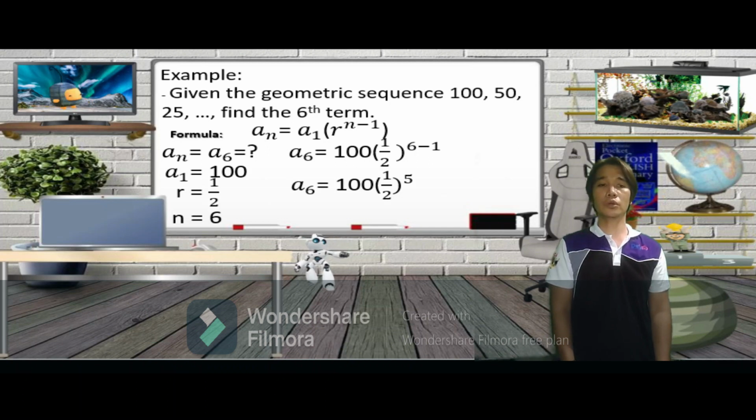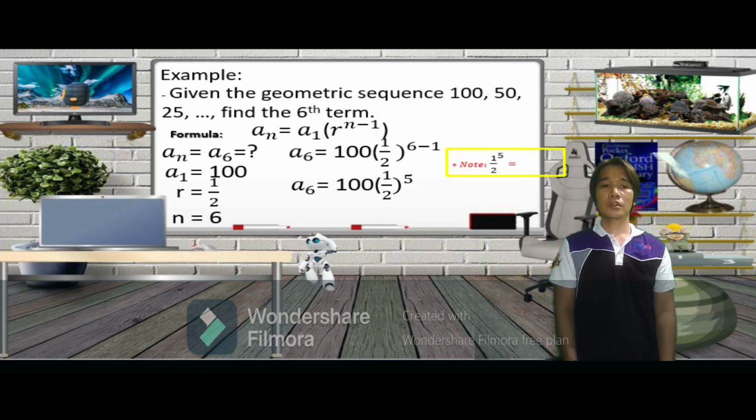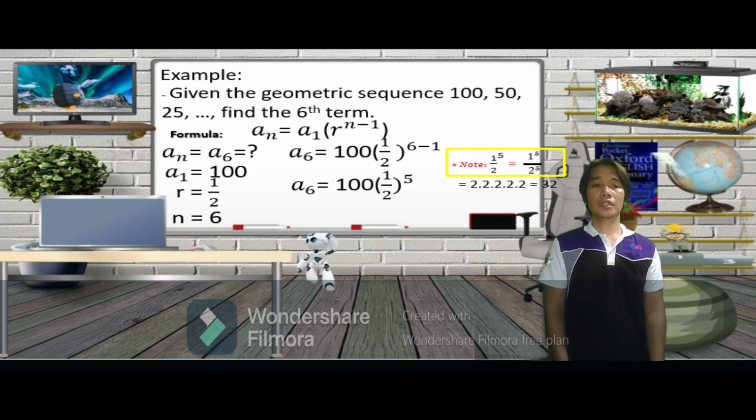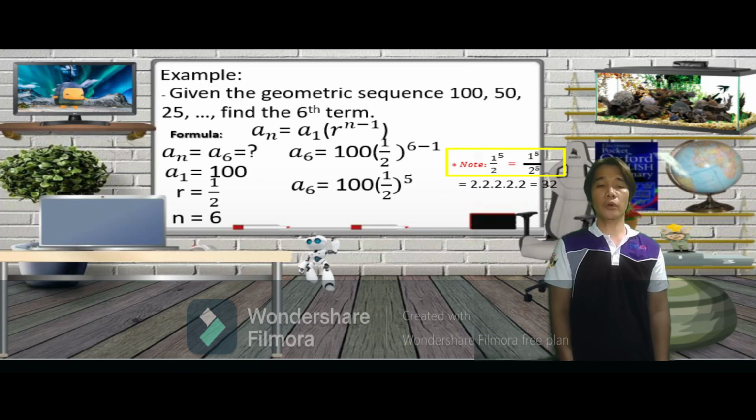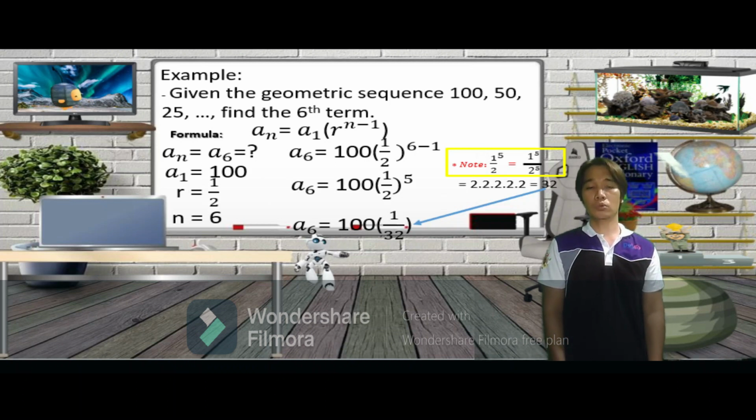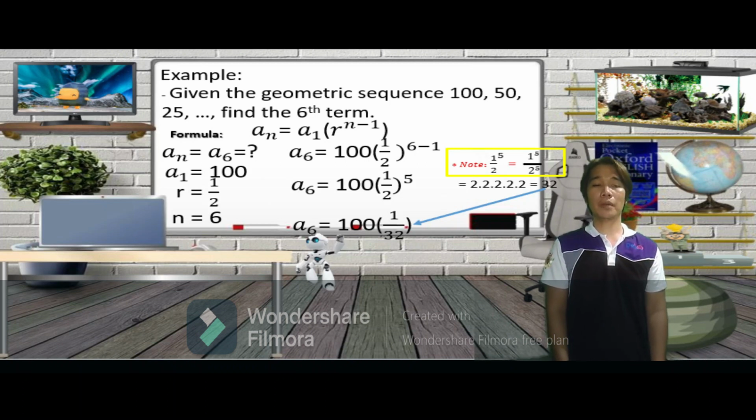So we're going to distribute 5 to both numerator and denominator. So we have 1/2 raised to 5 is equal to 1 raised to 5 over 2 raised to 5. So 1 raised to 5 is equal to 1. Then 2 raised to 5 is equal to 32. So therefore, 1/2 raised to 5 is equivalent to 1 over 32, and a sub 6 is equal to 100 multiplied by 1 over 32. Okay? So let us simplify now.